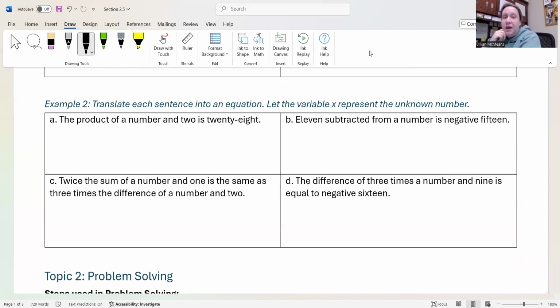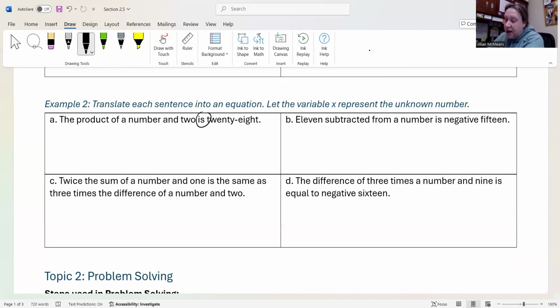And again, we're going to let the variable x represent the unknown number. Notice the directions don't tell us to solve. They just want the flat out equation here. Okay, so for part A, it says the product of a number and 2 is 28.